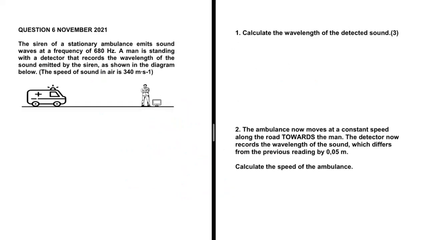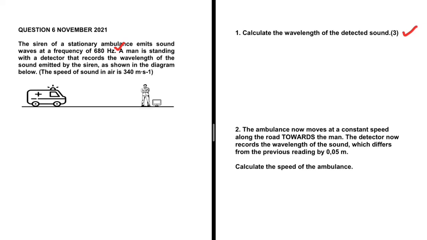Calculate the wavelength of the detected sound. That is the first question. Let's take a look at our question statement. The siren of a stationary ambulance emits sound waves at a frequency of 680 Hz. A man is standing with a detector that records the wavelength of the sound emitted by the siren, as shown in the diagram below. The speed of sound in air is 340 meters per second.